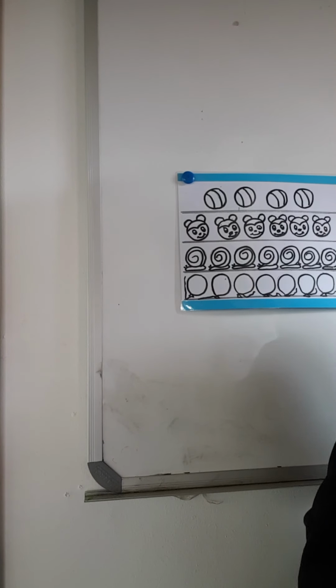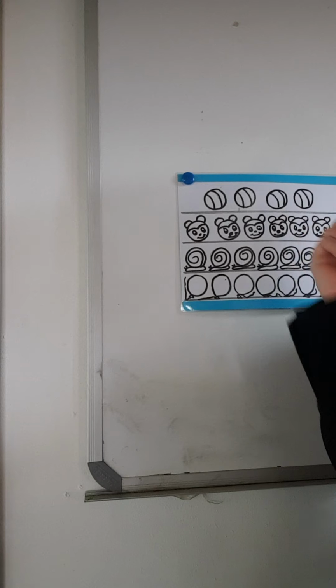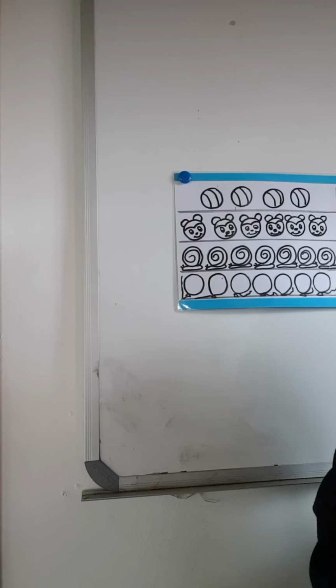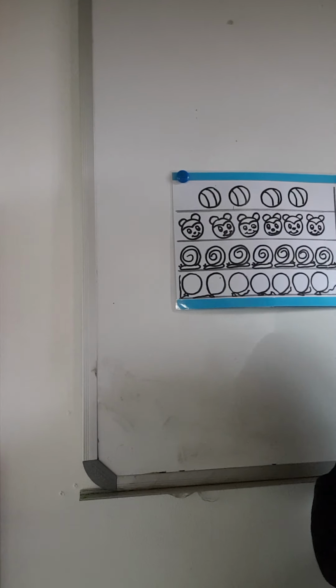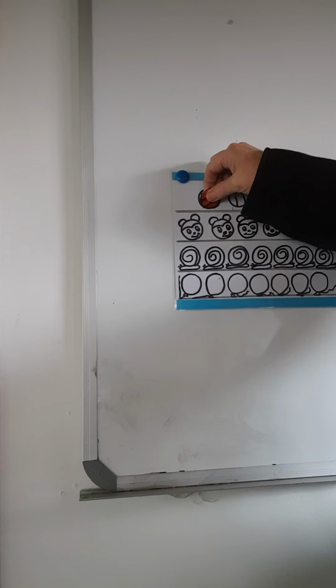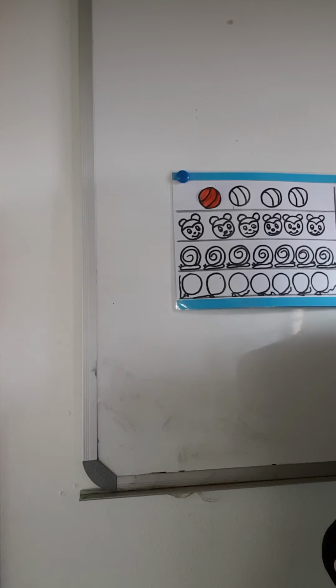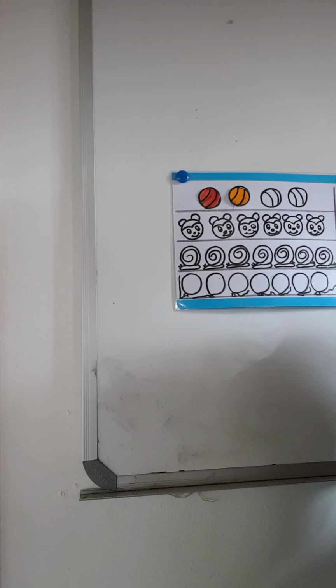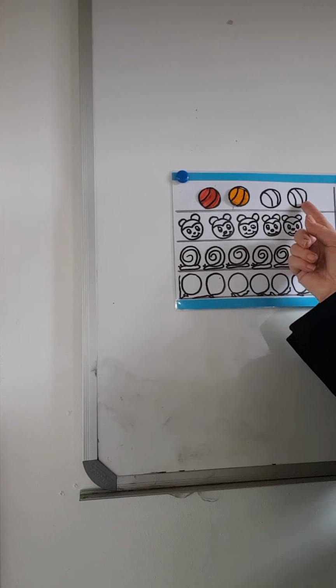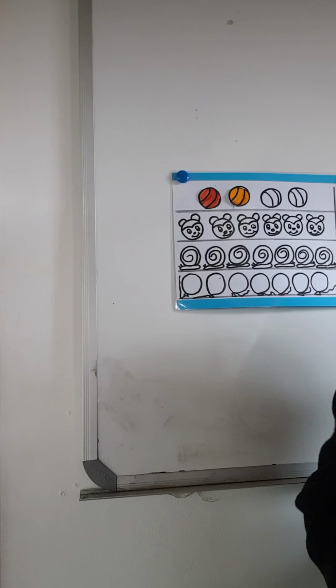Okay, so here you've got a picture of 4 balls. Okay, if I take my balls and I decide to color in 2 of the balls, and I color 1 in red and I color 1 in orange, I can ask you now, how many balls are left? Well, I had 4, but I colored in 2, so I've only got 2 that are left, and they're not colored.